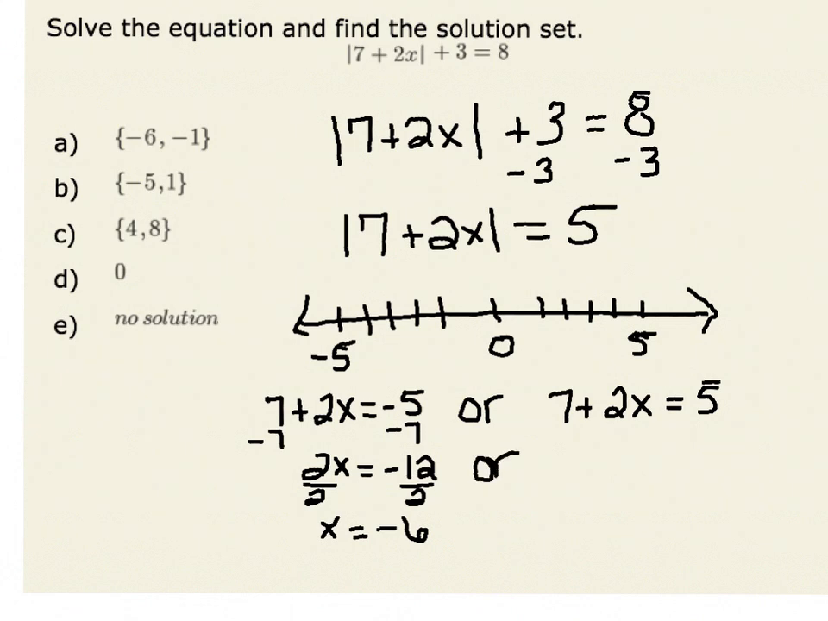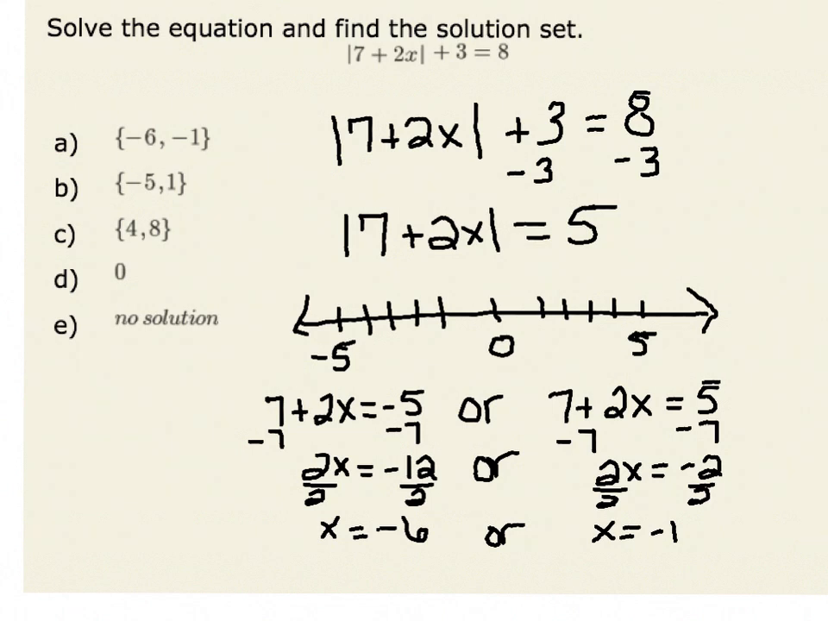Or we can solve the second equation, 7 plus 2x is equal to 5. Again, we will subtract 7 from both sides, giving us 2x is equal to negative 2. Dividing both sides by 2 results in x equaling negative 1. Therefore, we have our two solutions: x is equal to negative 6, or x is equal to negative 1.